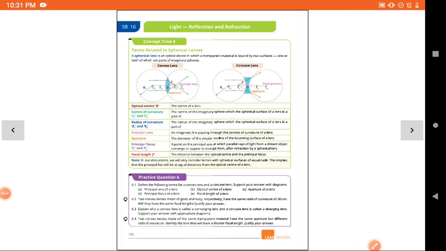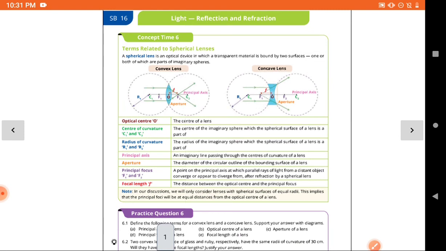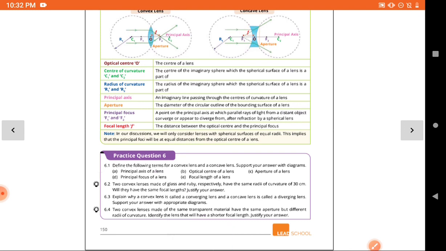Students, I am going to share your supplementary book page number 16. You have to practice question number 6. But first of all, concept time 6. These are related to convex lens and concave lens. In this slide, we see each point clearly with a proper definition. You take a reference from this slide and give the answer to practice question number 6.1.